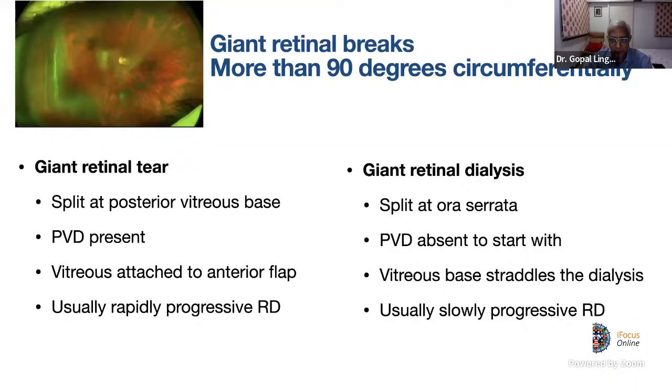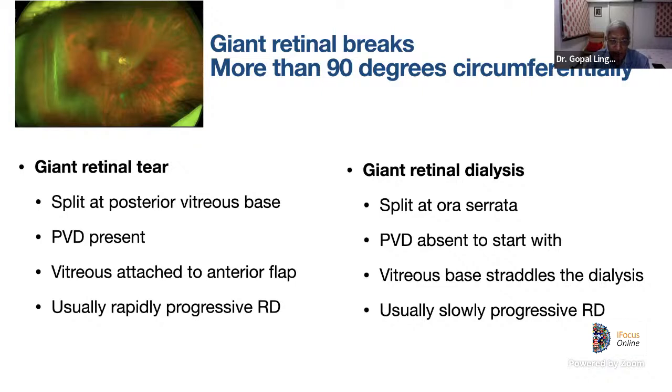Giant retinal break is a term used to describe tears which are more than 90 degrees circumferentially. One has to differentiate between giant retinal tear and giant retinal dialysis. A retinal tear is a split at the posterior vitreous base, and hence anterior to the split, there is still retina attached to the vitreous, while in a giant retinal dialysis, the split is at the ora serrata, and hence anterior to the split is ciliary epithelium and not retina.